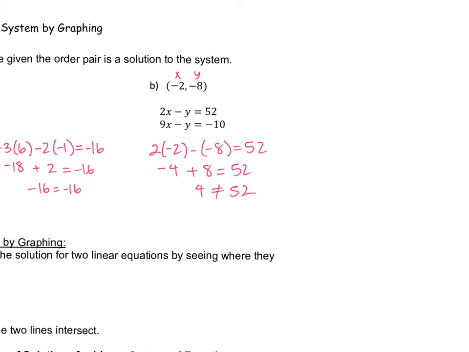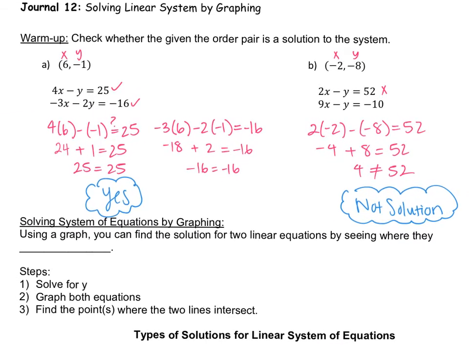So because already the first equation failed, I'm not going to go check the second equation because one of them already failed. So that means this is a no solution, or not a solution. It's probably more grammatically correct. So it's not a solution. All right, and that's how you check if an ordered pair is a solution to a system.